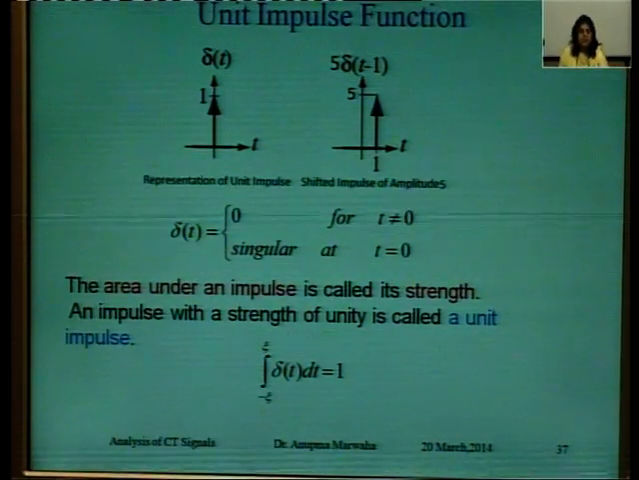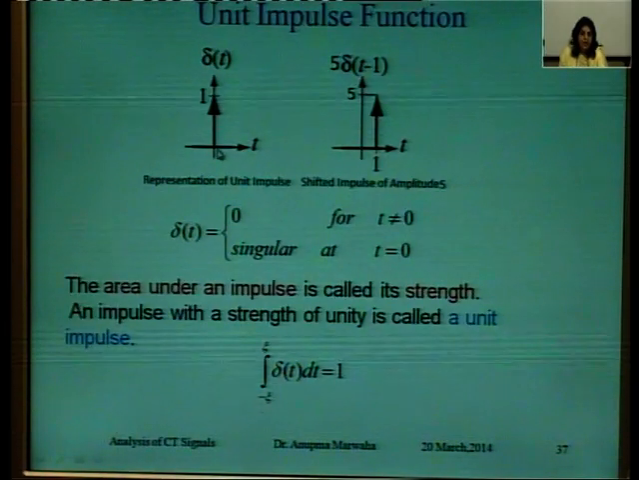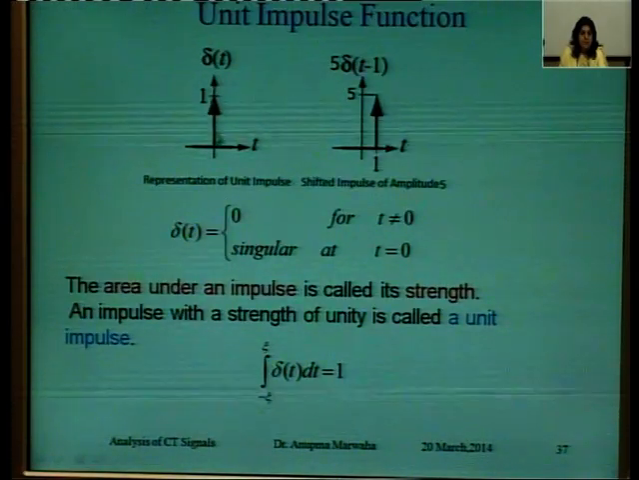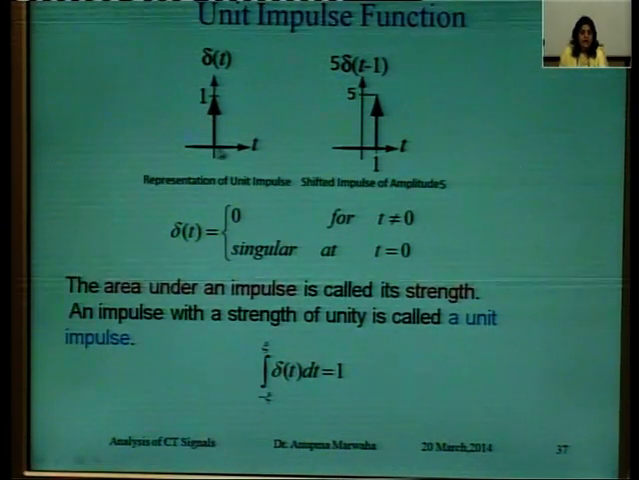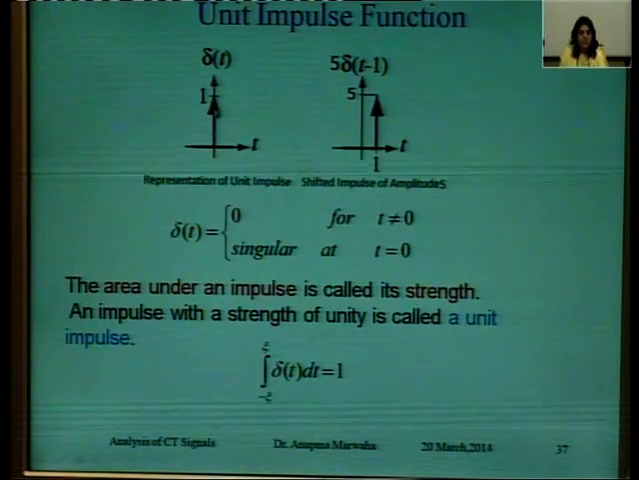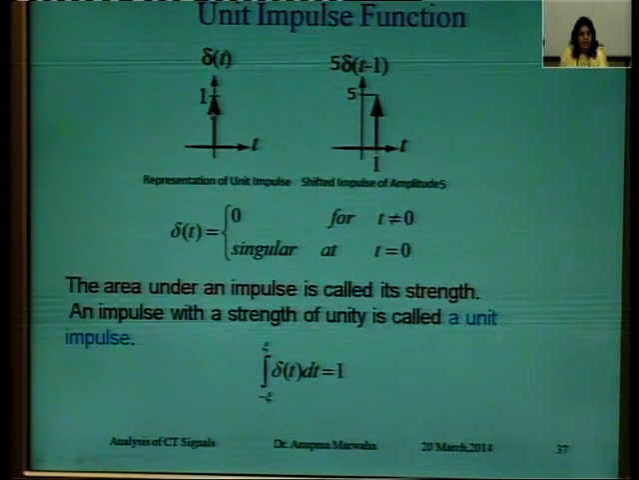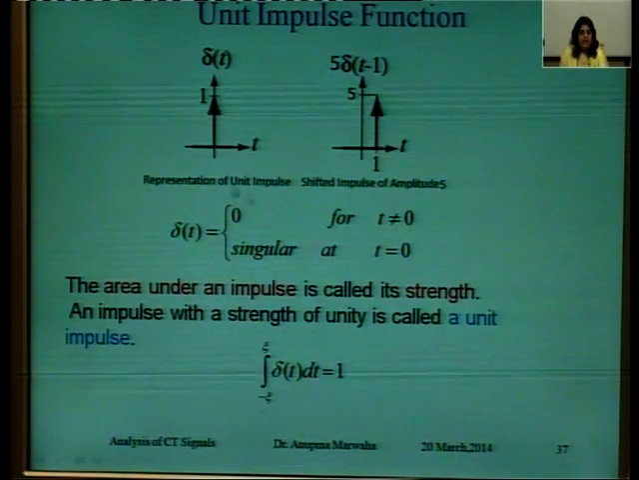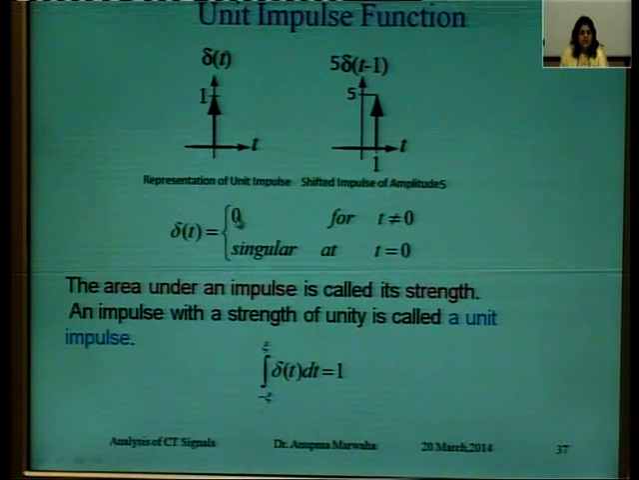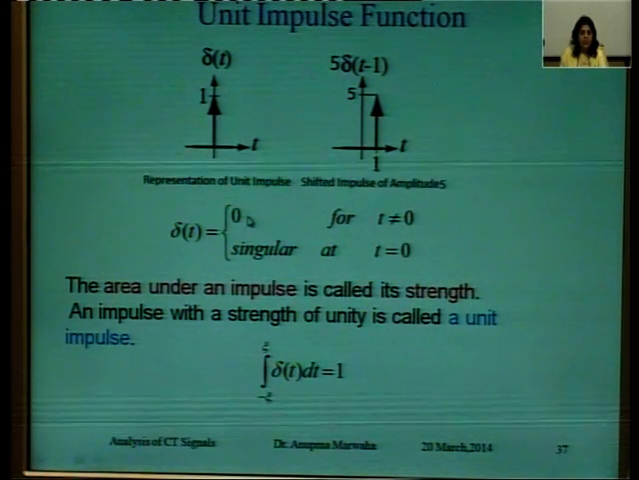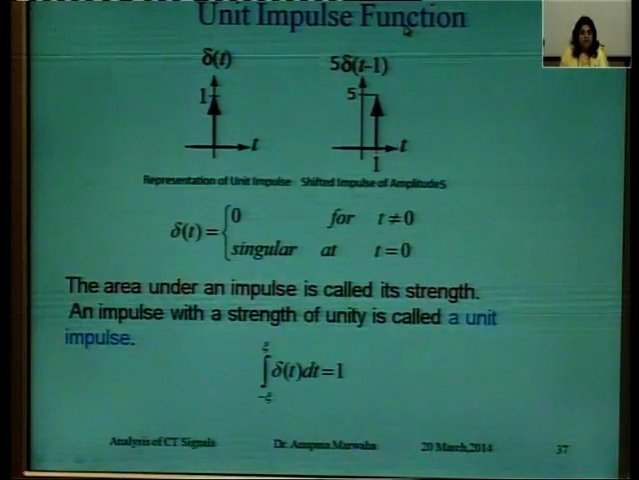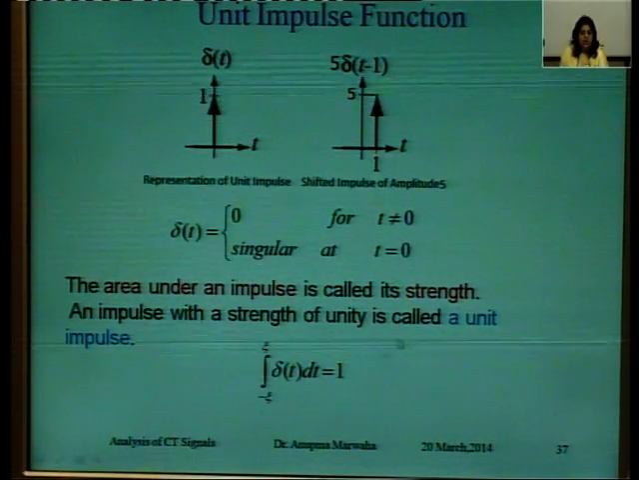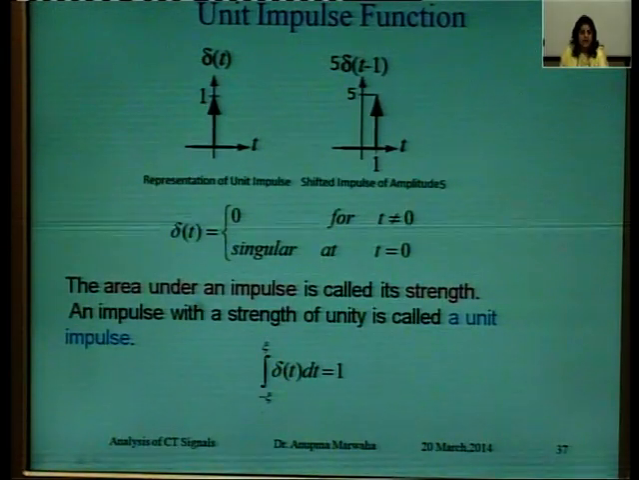Now, the unit impulse function is that which exists only at t equal to 0. If it is represented as delta t, then this function will exist only at t equal to 0, and at this value of t, the value of the function will extend to infinity, and at all other values of t, the unit impulse function will have 0 value. And why is it called the unit impulse function? Because the area covered by the unit impulse function is unity, or the strength of the signal is 1.